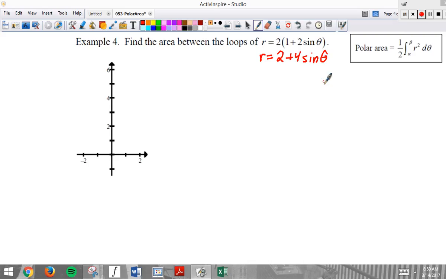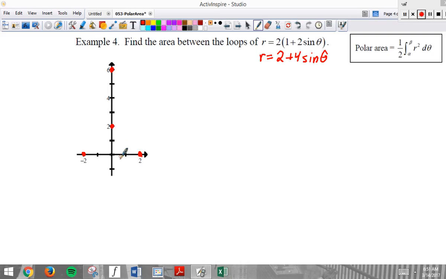Okay. Now, when theta equals 0, sine is 0, so we're at 2. I know it's going to be symmetric about the y-axis. So if theta is pi, we're also going to get 2. When theta is pi over 2, we get 6. It's a big top. If theta equals 3 pi over 2, we get -2. So a 3 pi over 2 rotation, -2 back.